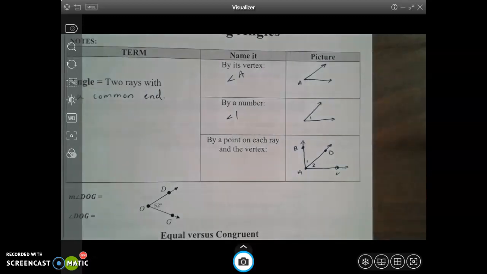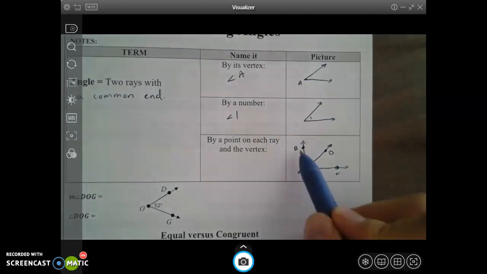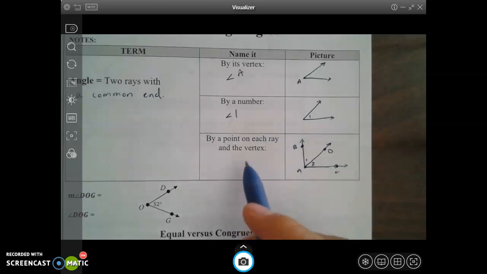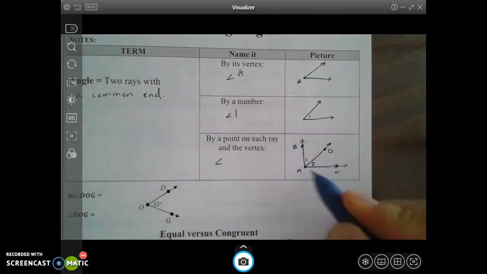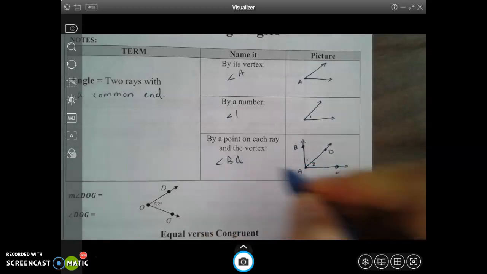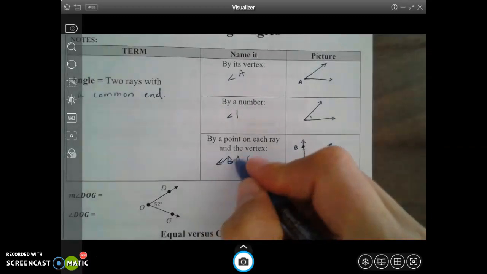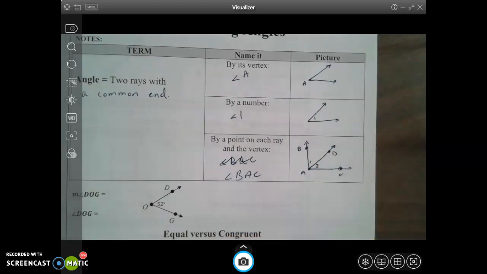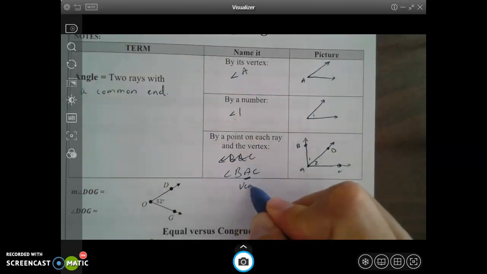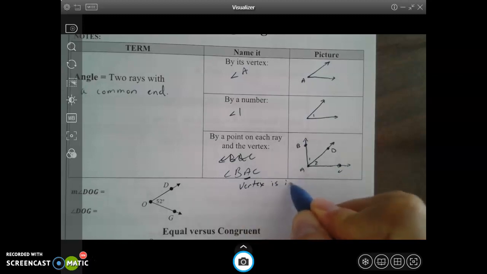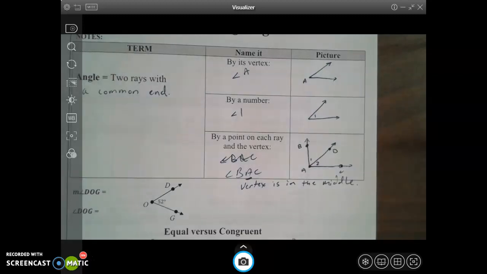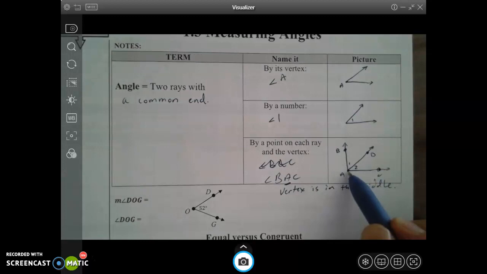Okay, so I could label this. I'm going to go ahead and label the large angle here by each ray and the vertex. I'm talking about this large angle out here. I'm going to call this angle BAC. I don't know why I used a small case c. It should be angle BAC. There we go. So the key here is that the vertex is in the middle. All right, so the vertex is that endpoint of the two rays.